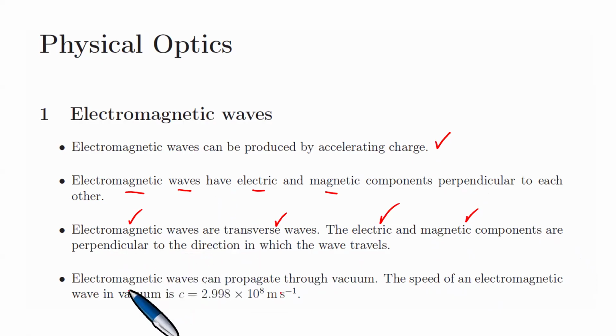What we term electromagnetic waves can propagate through a medium. The speed of an electromagnetic wave in vacuum is 2.998 times 10 to the 8 meters per second. That is the speed of an electromagnetic wave in a vacuum. So we're saying electromagnetic waves can propagate through a vacuum.